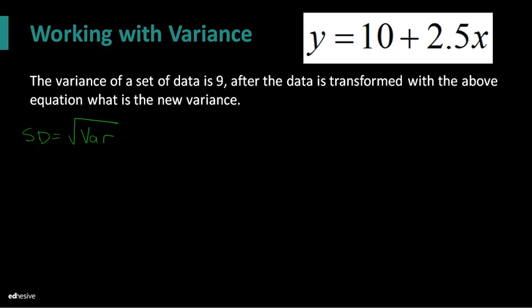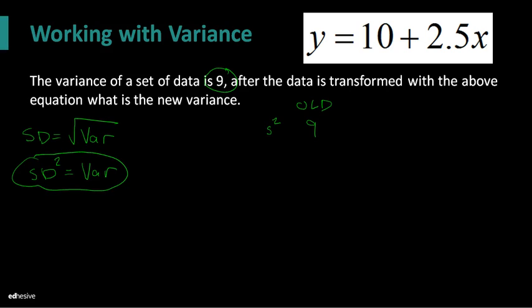So variance is a form of spread as well. So the addition of 10 is not going to affect variance in any way. But the problem is we need to work with standard deviation here. So we also have to know that standard deviation squared is equal to variance. And if you know anything about squares and square roots canceling each other out, this should make complete sense to you. So the variance of the original set of data is 9. Now typically for variance we just say it's s squared, because standard deviation squared is variance.